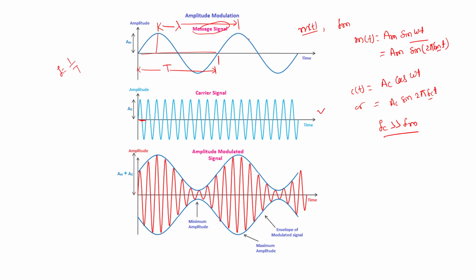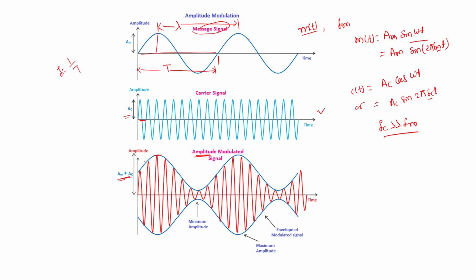In that carrier signal, amplitude is going to change according to the instantaneous value of the message signal. Since the name itself is amplitude, the amplitude of the carrier signal is going to change. This upper part is called the envelope. How is this signal going to look on the basis of that? A similar envelope is drawn here. Here you can see we have a combination of AM plus AC, where AC is the amplitude of the carrier signal. So the maximum amplitude will be AM plus AC.